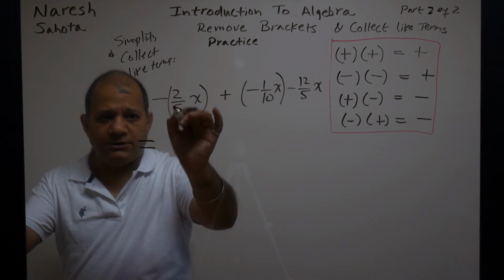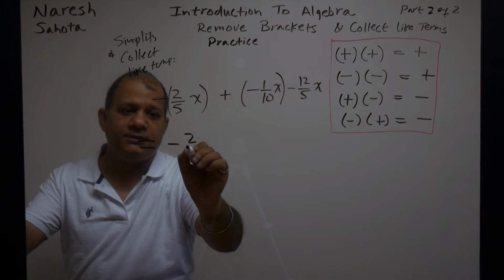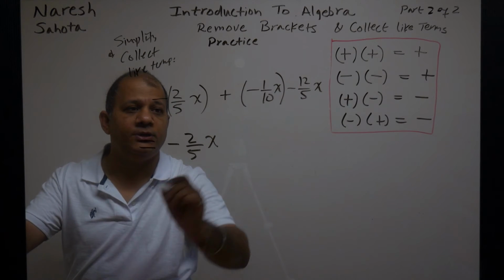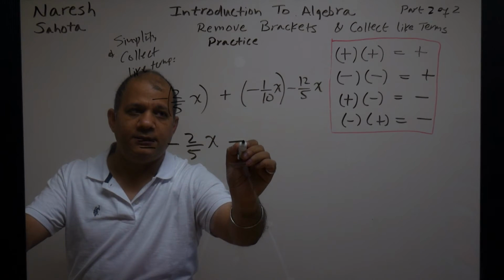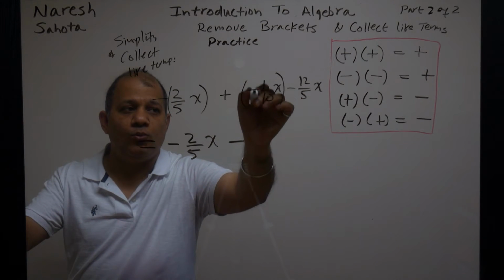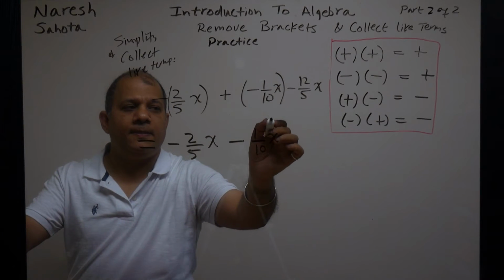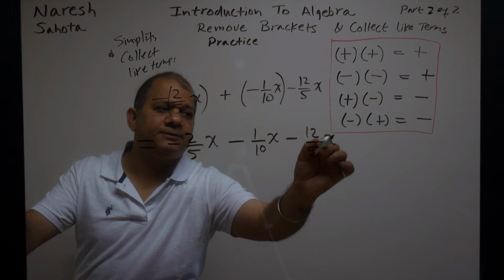So negative times positive is negative. 1 times what's inside the bracket is whatever is inside the bracket. So the bracket has been removed. For the second one, positive times negative is negative, so minus 1 times 1 over 10x. It is 1 over 10x. Lastly, the last term gets copied, 12 over 5x.